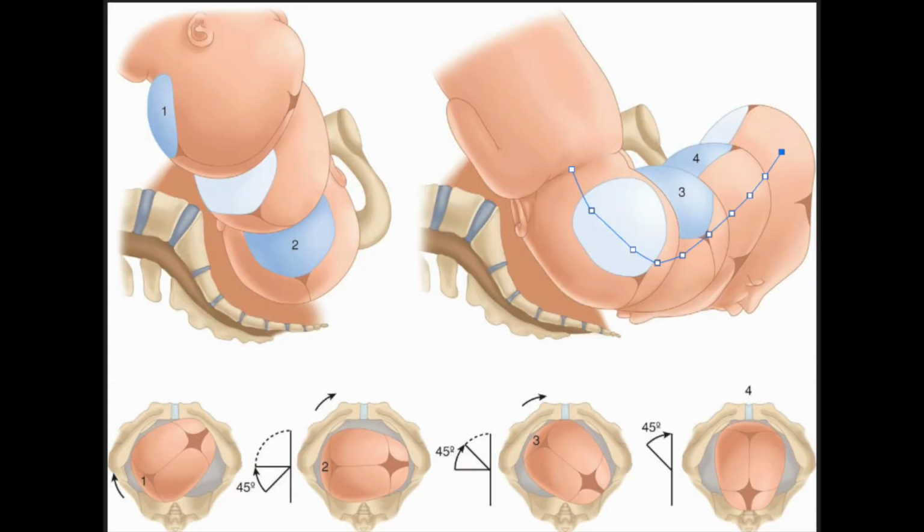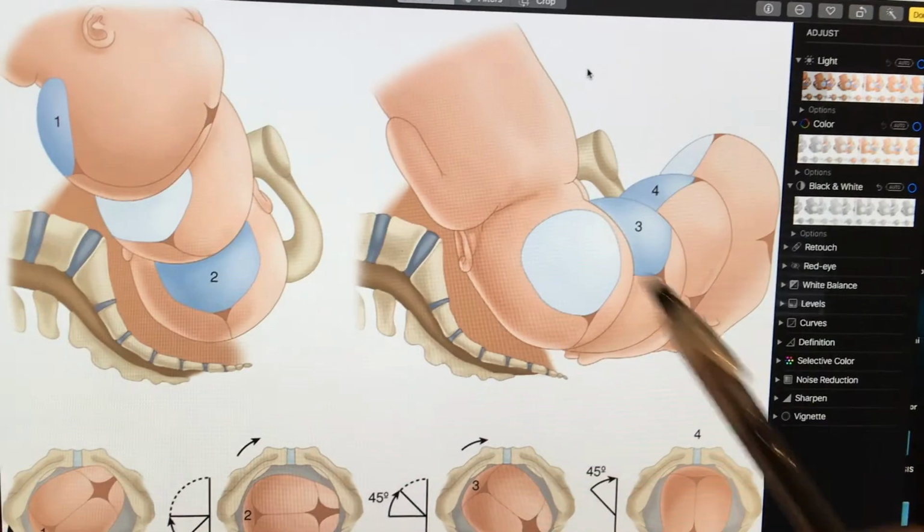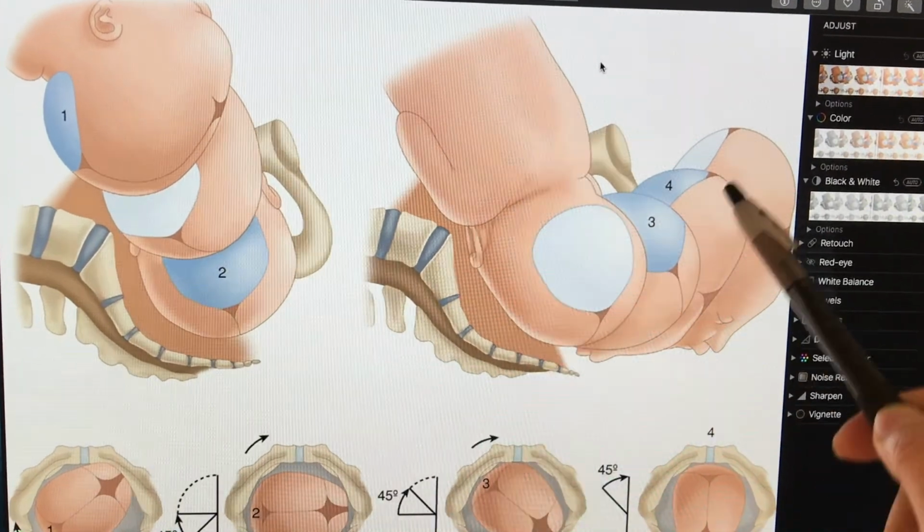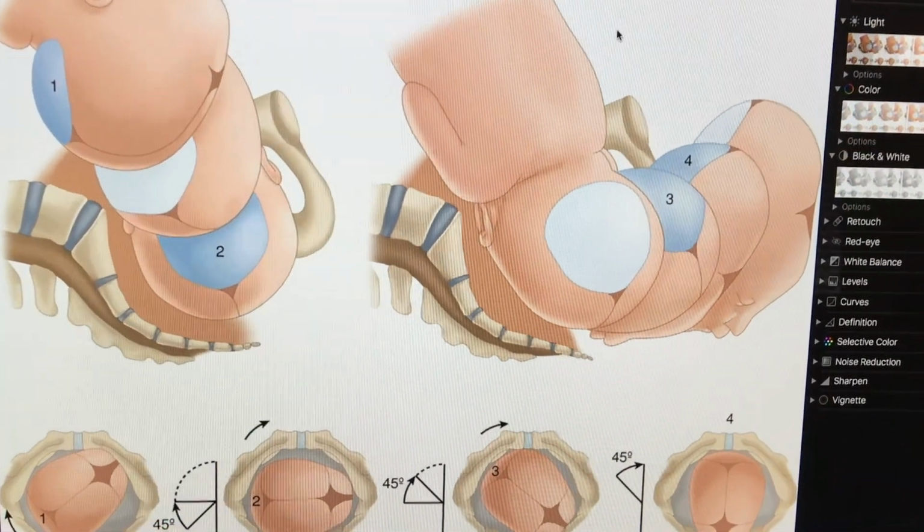Now I'm going over the pushing position in the second stage, but before that I want you to take a look at this image. This is the image of the baby rotating from OP to OA in the outlet of the pelvis. As you see, the baby changed the angle under the pubic bone almost 90 degrees to come out.